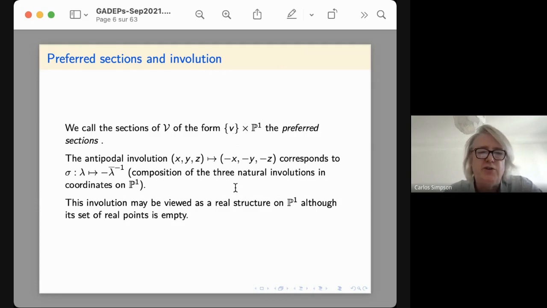And it also has another structure, which is an antipodal involution. So if we change x, y, z to minus x, minus y, minus z on P1, that's the involution lambda goes to minus lambda bar inverse. So you just throw in all possible involutions you can think of on P1. You put them all together and you have an involution. That's the antipodal involution, which sends a point of the sphere to the opposite point. And so we can think of that as a real structure on P1. It's a real structure that doesn't have any real points, but it's still a real structure.